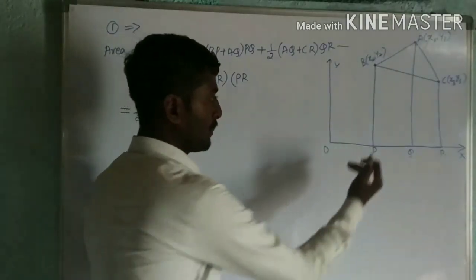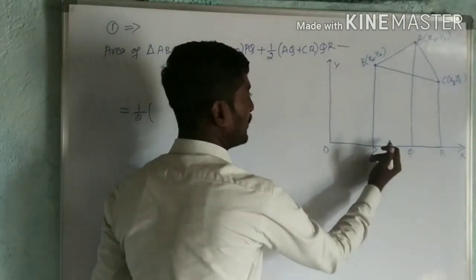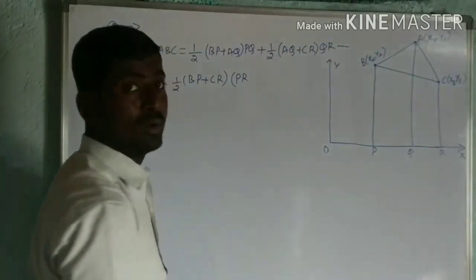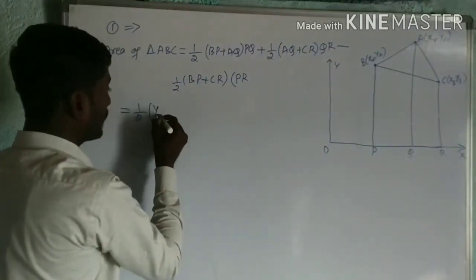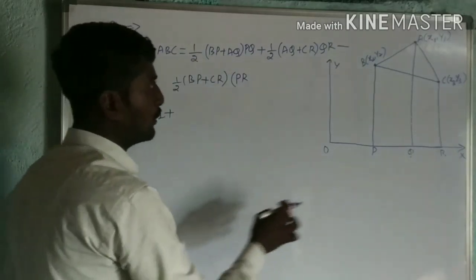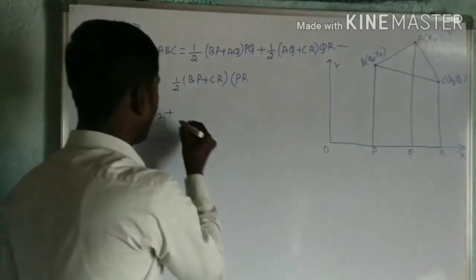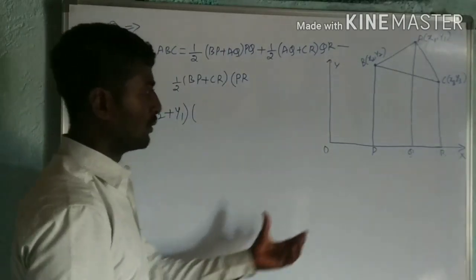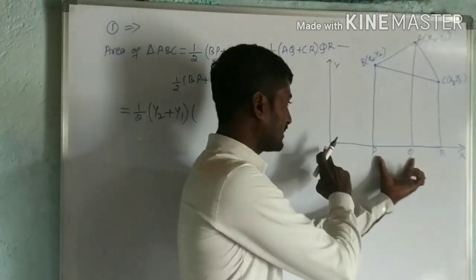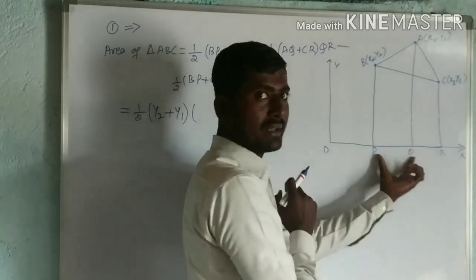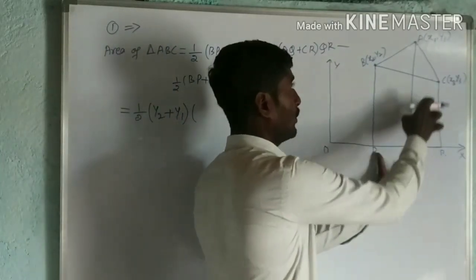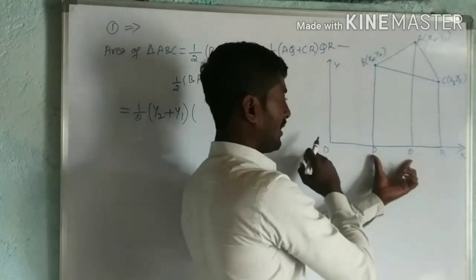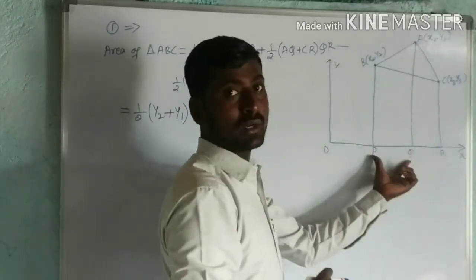Y2. So from here to here is the distance. You're moving along the y-axis. It means the distance covered is the y coordinate, that is y2 plus AQ. So AQ is here y1, into PQ. This PQ can be written as OQ minus OP. So OQ is x1, OP is x2. Along this we should see the x coordinate.